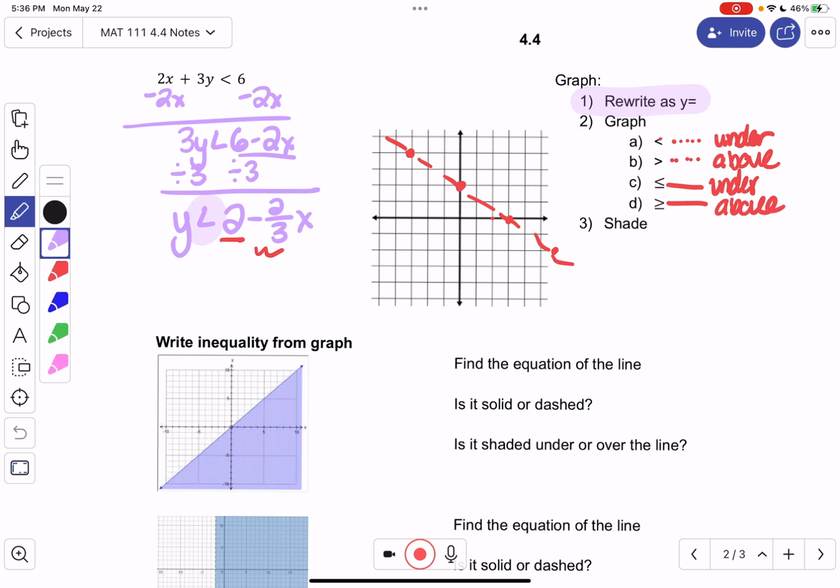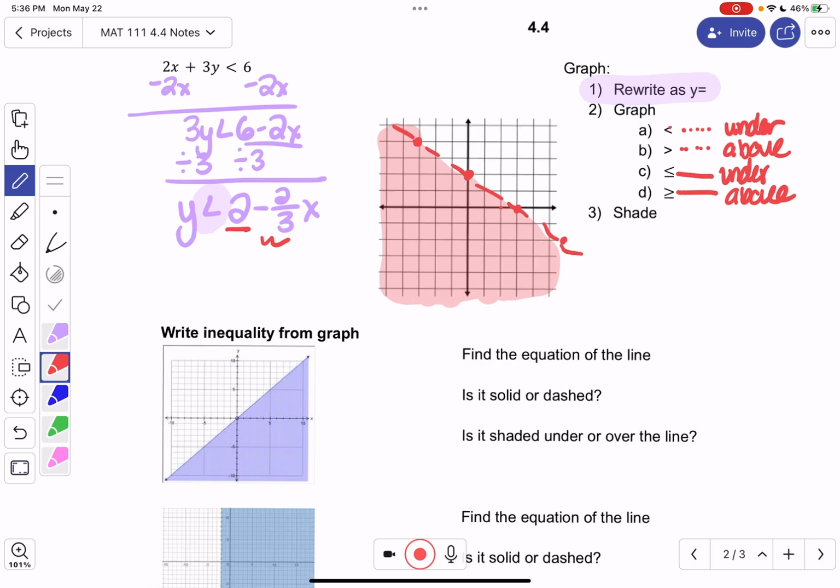So this equation is less than. That's why I did the dots. And now I'm going to shade underneath. So then I shade everything underneath the line. And anything in that red shaded area would be the solution.